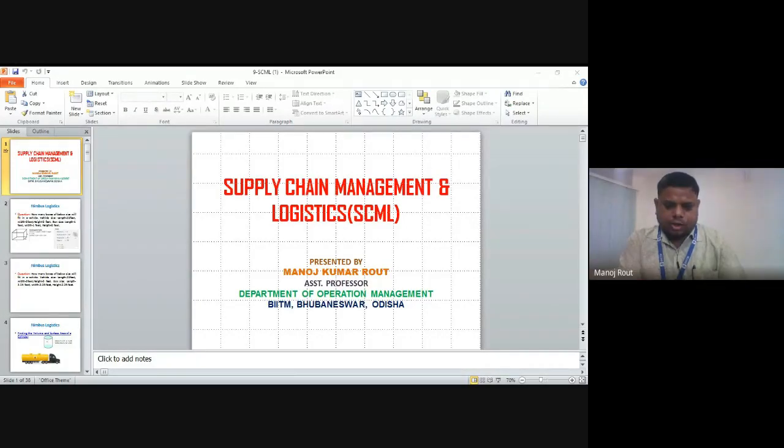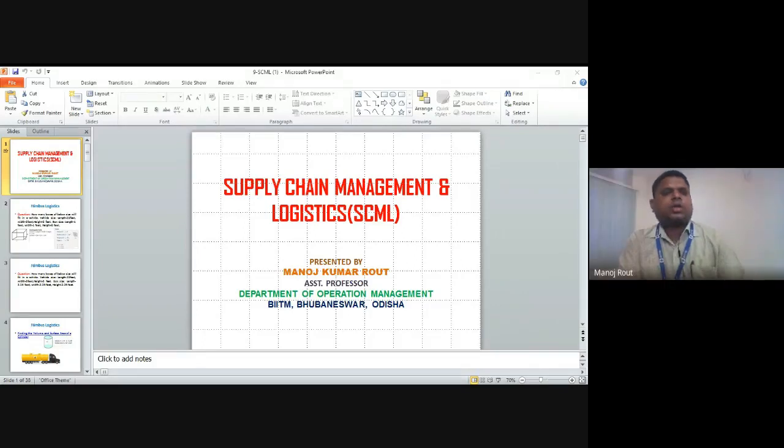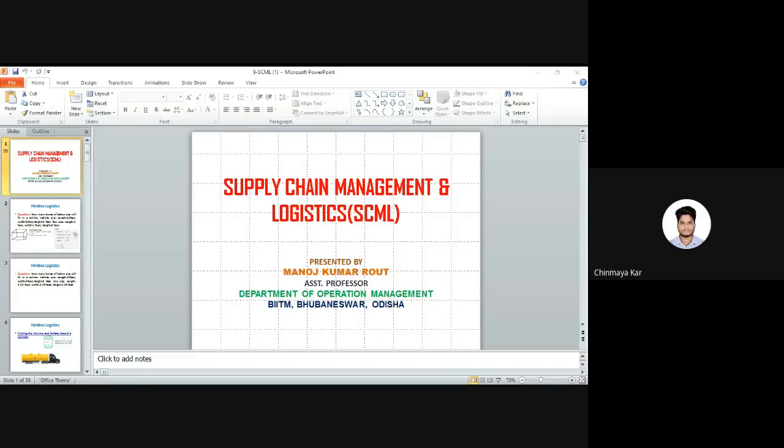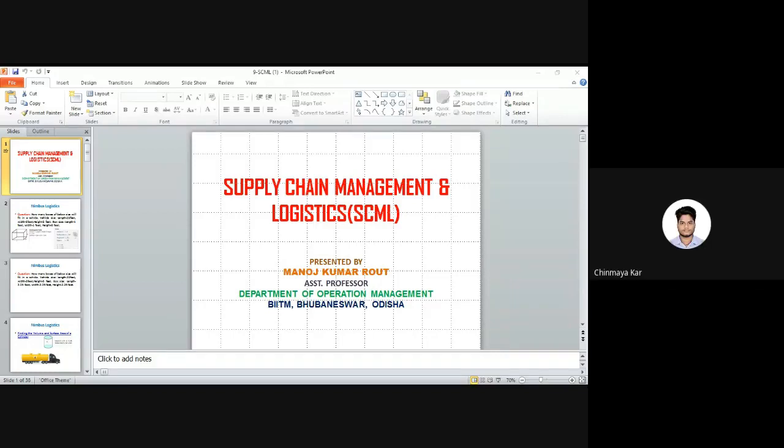Okay, Chinmay Karo, what is the difference between supply chain and logistics? Sir, supply chain management is a process in which the flow of goods and services include all the processes involved from the raw material to final products. Sir, in case of logistics, it is the basic process in which only transportation of goods to the customer. Okay. That is logistics and supply chain.